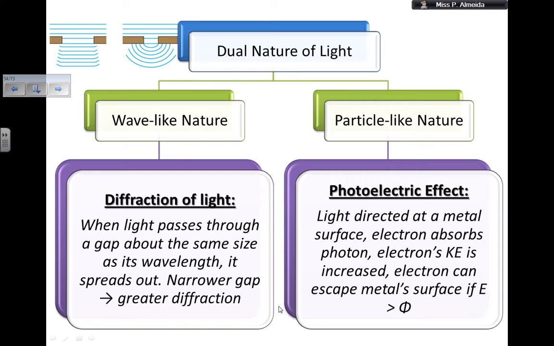However, when light is directed at a metal surface, the electrons absorb the photon, the electron's kinetic energy is increased, and the electron can escape the metal surface if the energy is bigger than the work function of the metal. So if the energy is enough just to get the electron to leave that metal. And of course, the work function does depend on the metal.